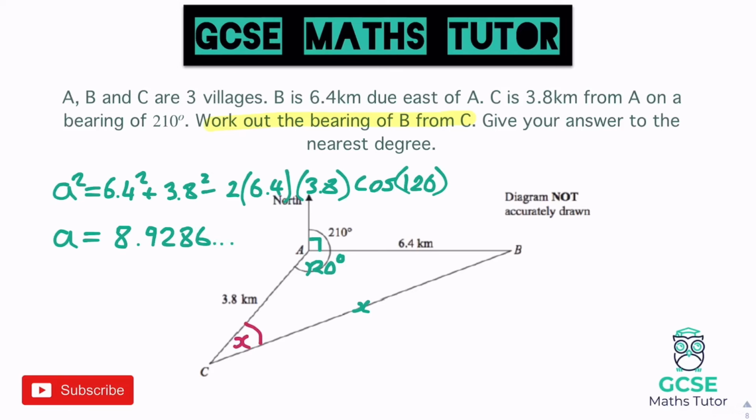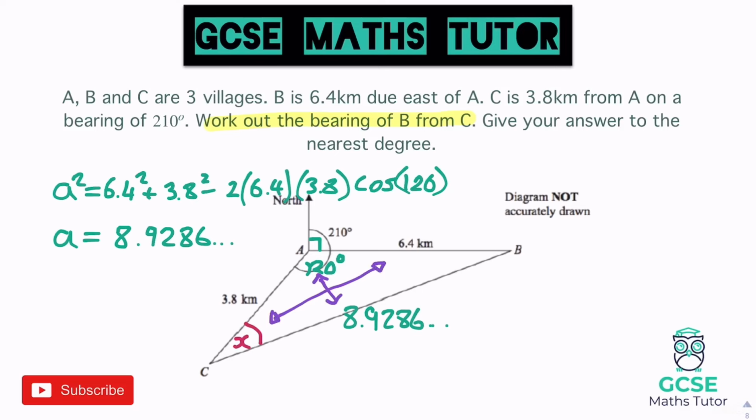If I label that on there, let's get rid of the x, and we've got 8.9286, a few more decimals, as our little value there. So now that we've used the cosine rule, we've got a pair of opposites, those two. And we've got another pair of opposites over here, opposite that angle that we're looking for.